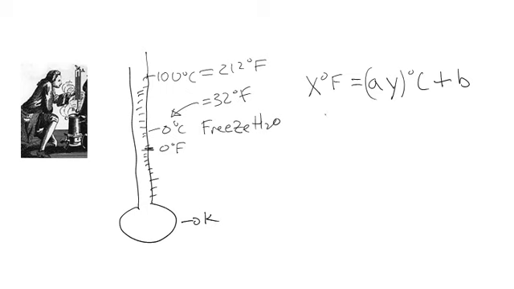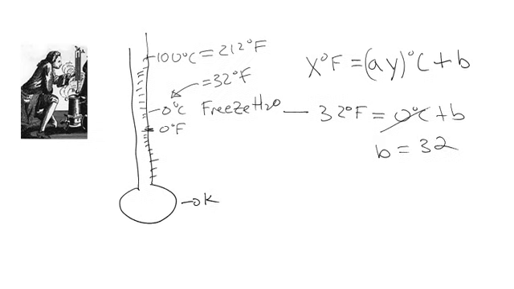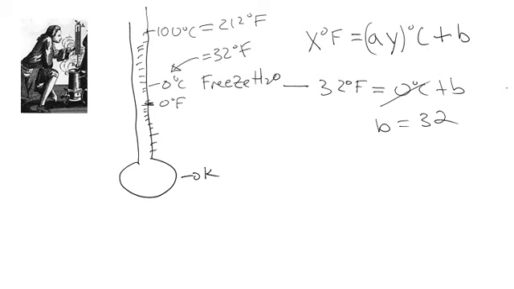So for using the freezing point in this equation, what you can do is you can say, okay, well, at the freezing point, we know that x in Fahrenheit is 32, and we know that y degrees centigrade is 0. So this is equal to 0 degrees centigrade plus b. So that means that this is gone, and we know that b is equal to 32. Okay, so now all we need to figure out is what a is.